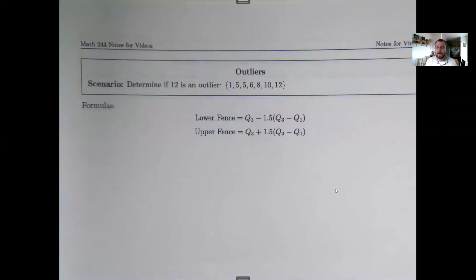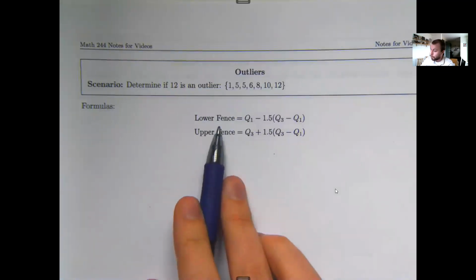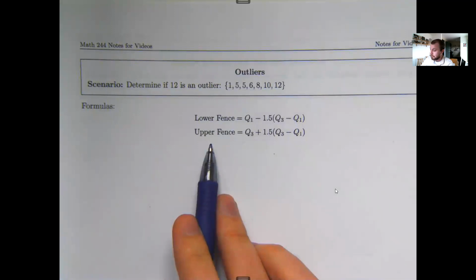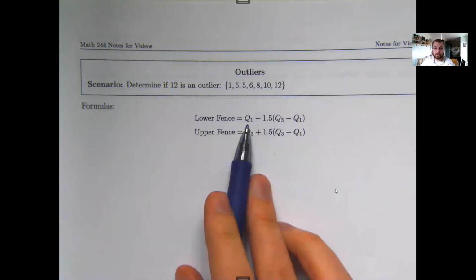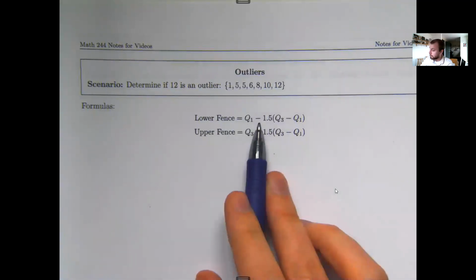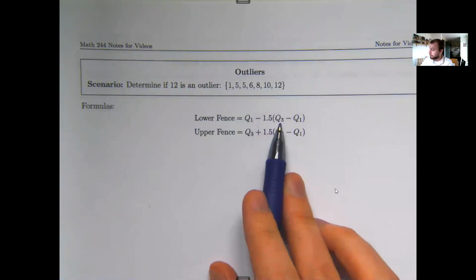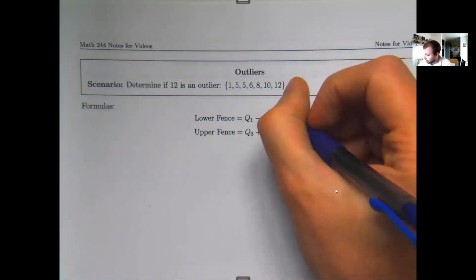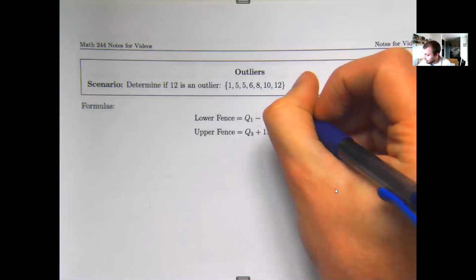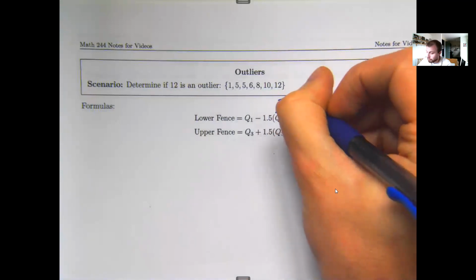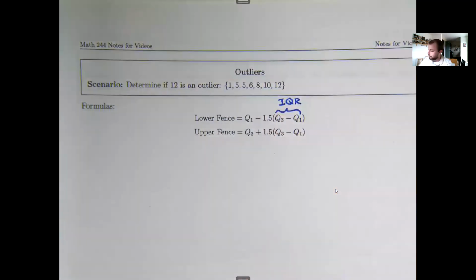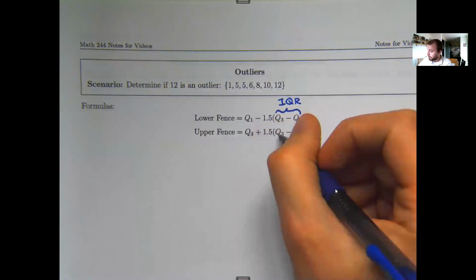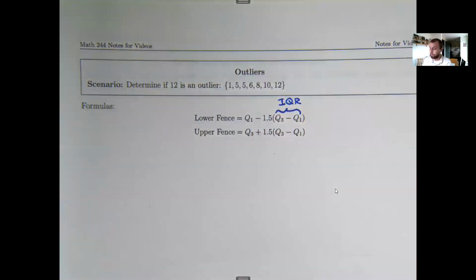This video looks at how to define outliers and how to find them. An outlier is anything that falls outside of the lower fence and the upper fence. The lower fence is found by taking the first quartile, Q1, and subtracting 1.5 times (Q3 minus Q1). Q3 minus Q1 is called the IQR, or the interquartile range. The upper fence is Q3 plus 1.5 times the IQR.